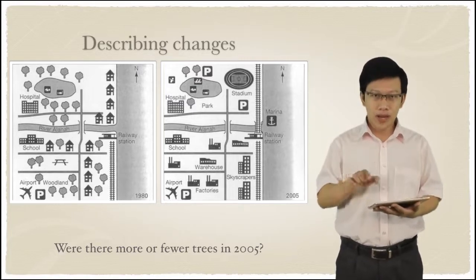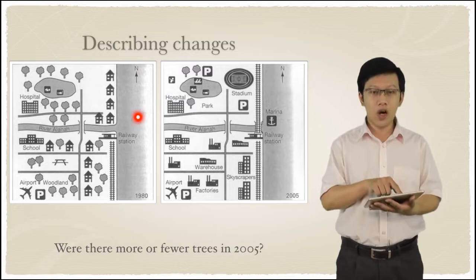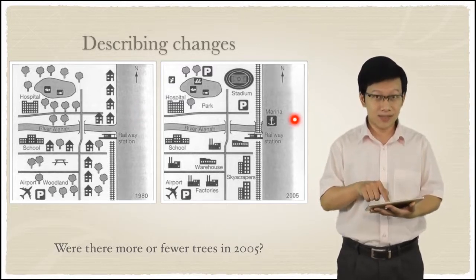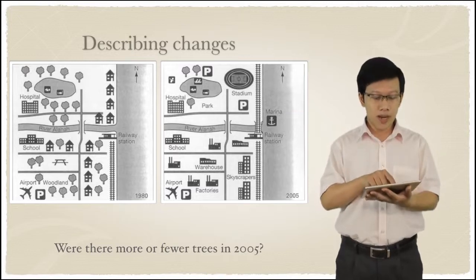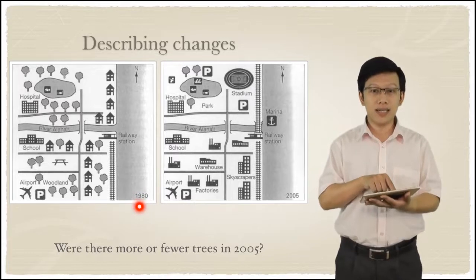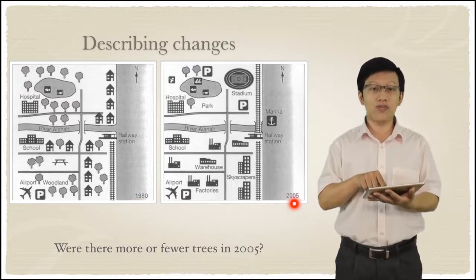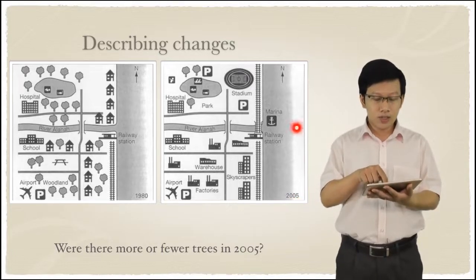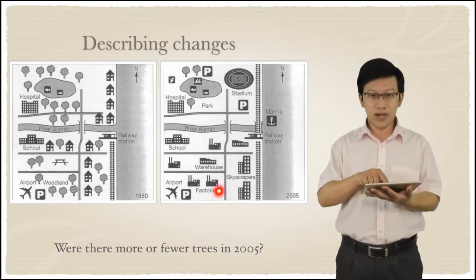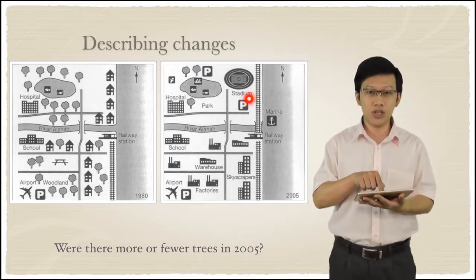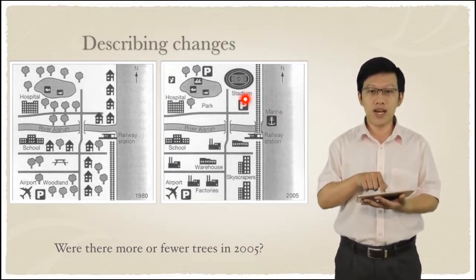Now, I want you to take a look at these two maps, the one on the left and the one on the right. Basically, these two maps show a change in a place from 1980 to 2005. Here, there are some changes in 2005. Things have changed. New buildings, some buildings have been demolished, new structures have been raised, new houses, something like that.